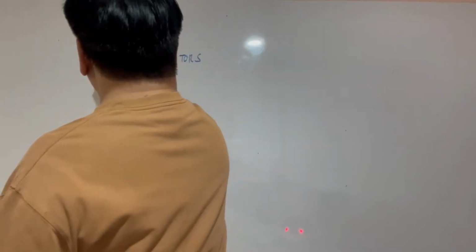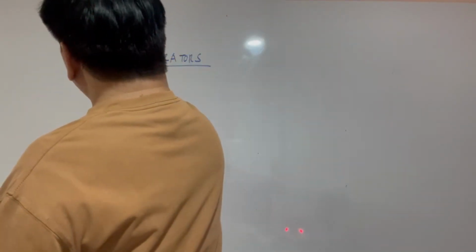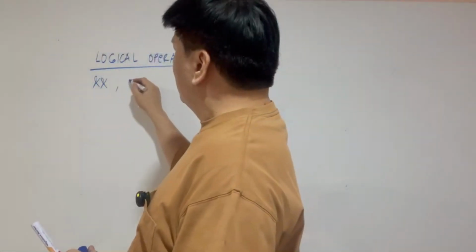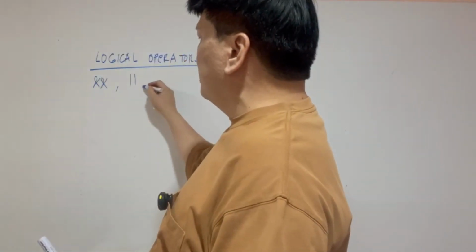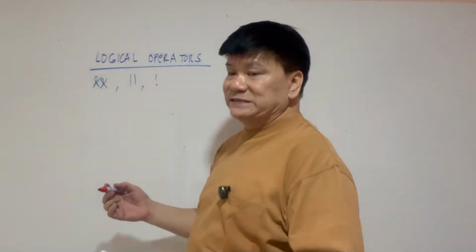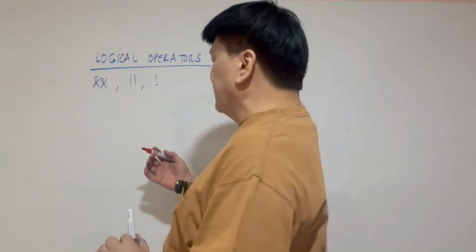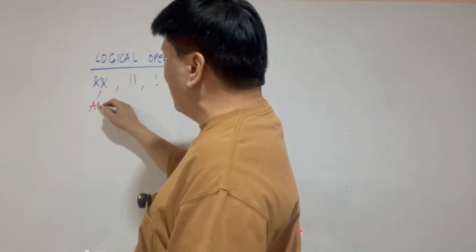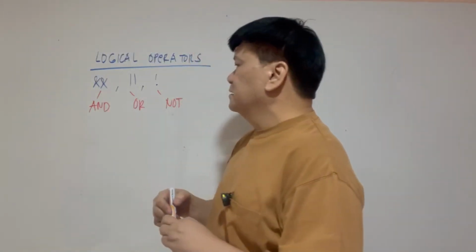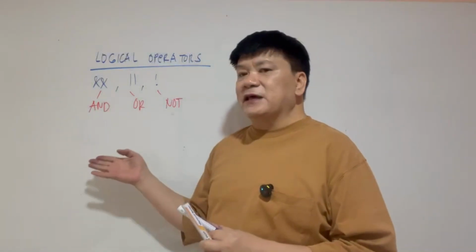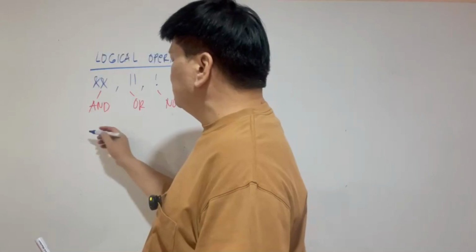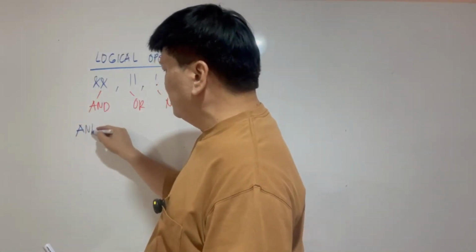What are these operators? We have this ampersand for the AND operator. We have this bar for the OR operator, and then this exclamation point for the NOT, or you're getting the opposite value. So this is your AND, OR, and this is the NOT. Now let us create a truth table to define each operator. Let us start with the AND operator.